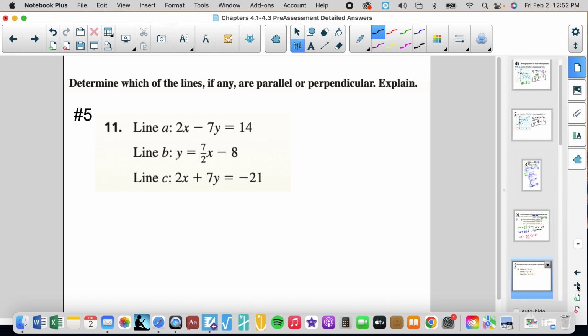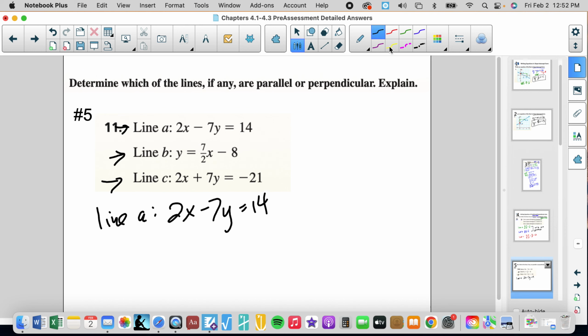Let's find this. Determine which of the lines are parallel. So this time they don't give us points. They give us equations in standard form. This is slope-intercept form. This is standard form. So let's turn them all into slope-intercept form. I'm going to take line A, which is 2x minus 7y equals 14.